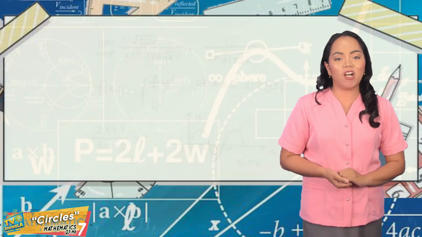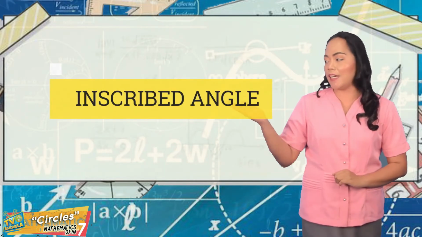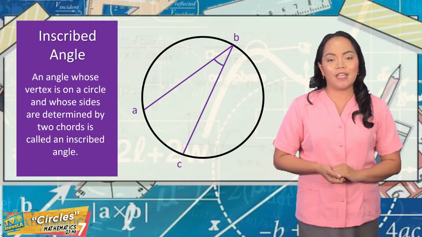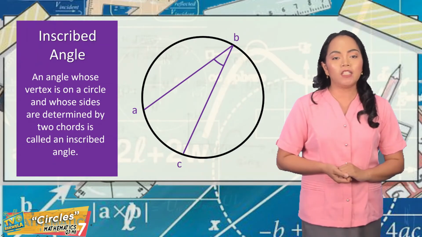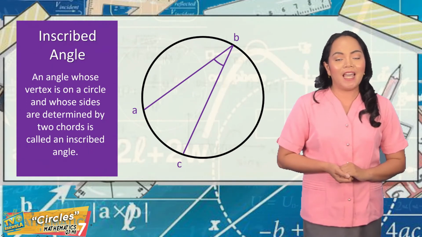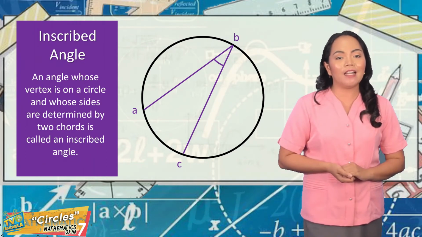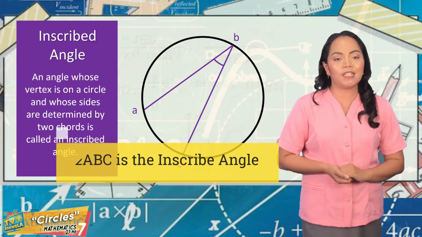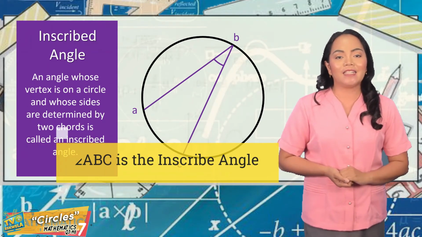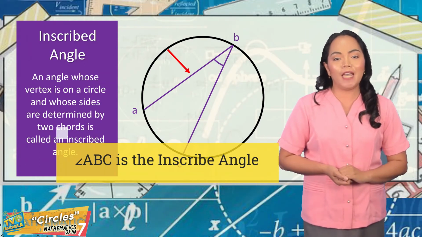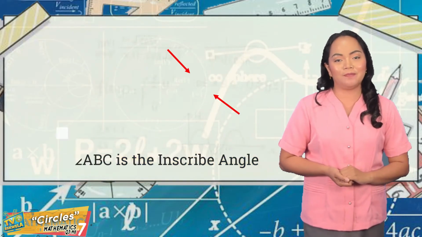And the last part of a circle is the inscribed angle, an angle whose vertex is on a circle and whose sides are determined by two chords. In the diagram, the inscribed angle is angle ABC because the vertex of the angle is on the circle, and it contains two chords, which are segment AB and segment BC.